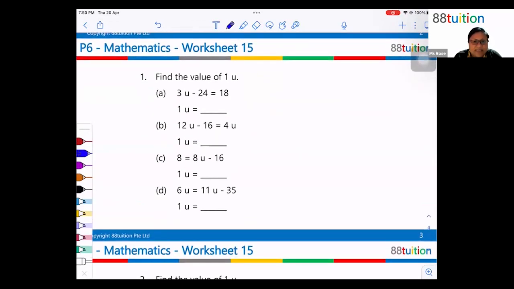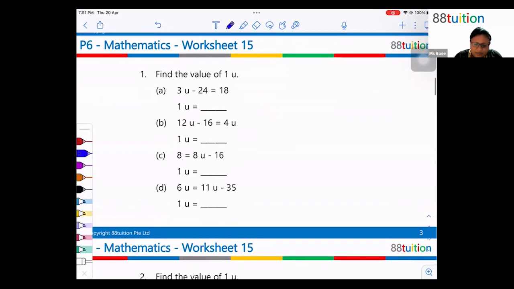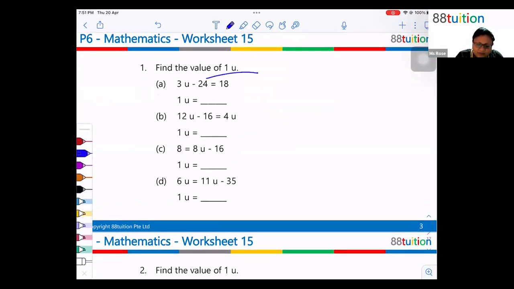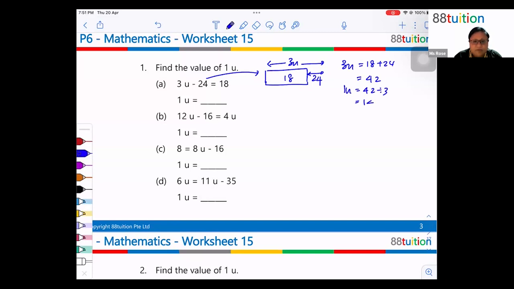So remember we did this last week, similar to algebra, except that I taught you how to use a model to solve it. So this is similar. Now let's see how I would solve it. This means 3 units short of 24, but it is equal to 18. So this can be written this way or solved this way to give me 42. So 1 unit would be 42 divided by 3 to give me 14.